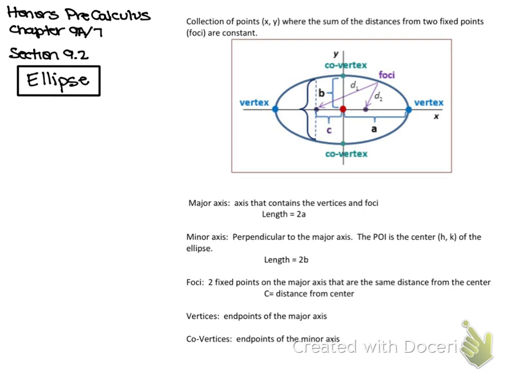For our purposes, and future classes will go into more detail, it's a collection of points. So (x, y) is all the things on the edge of what looks like a squished circle, where the sum of the distances from two fixed points, these are the foci, whatever you want to call them, there's multiple ways to say this, is constant. So ultimately, we have these 2 points.